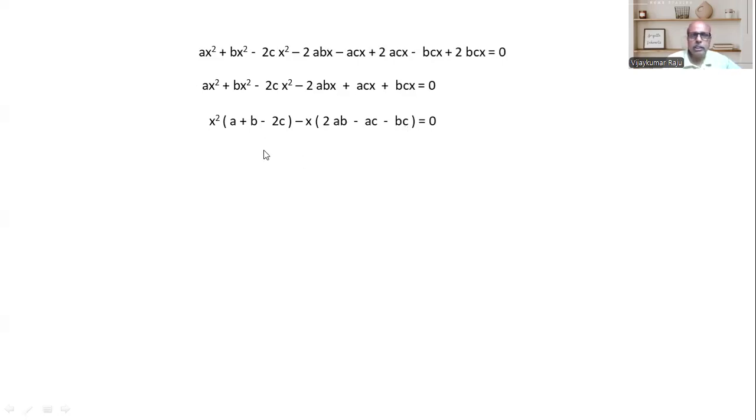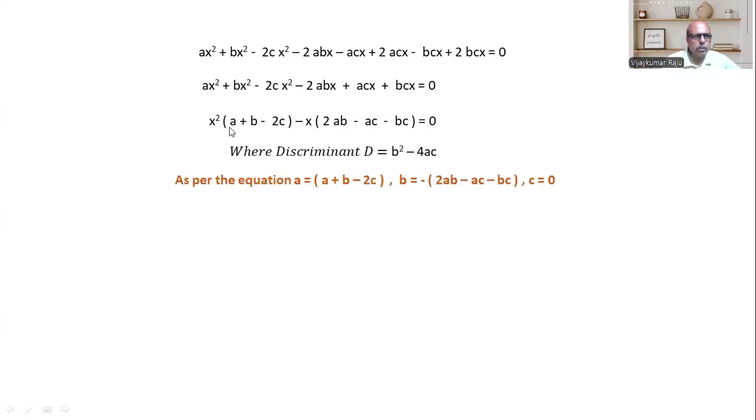So we first find the discriminant. What is a discriminant? Discriminant is usually denoted by capital D, and it is given by b square minus 4ac. So as per this equation, a is the coefficient of x square, that is a plus b minus 2c. b is the coefficient of x, that is having a minus sign, so let us put the minus sign, and 2ab minus ac minus bc. And there is no constant term, so c is constant, which is 0.